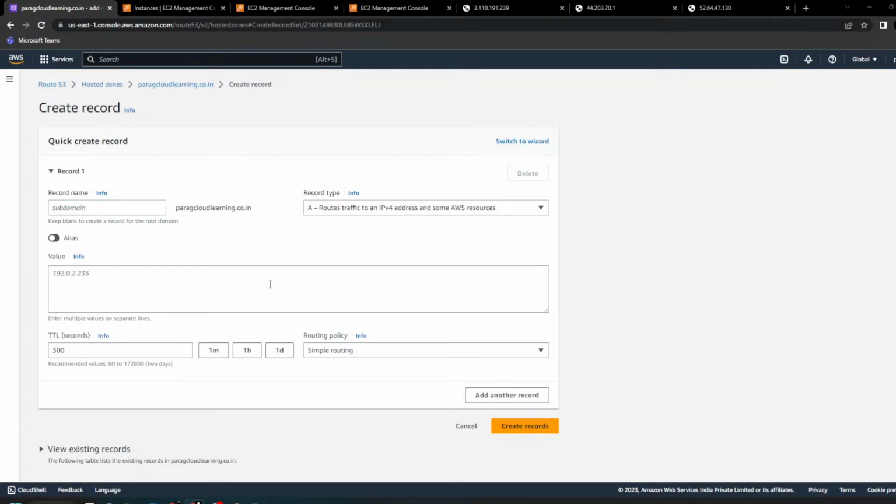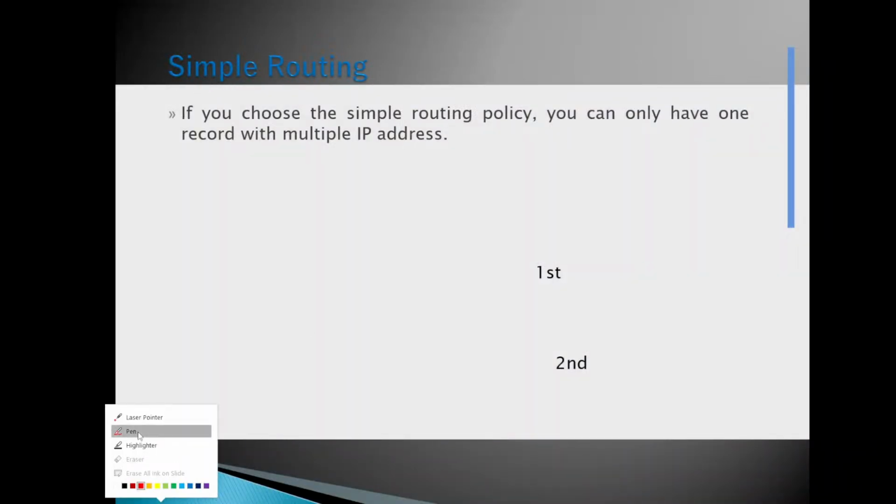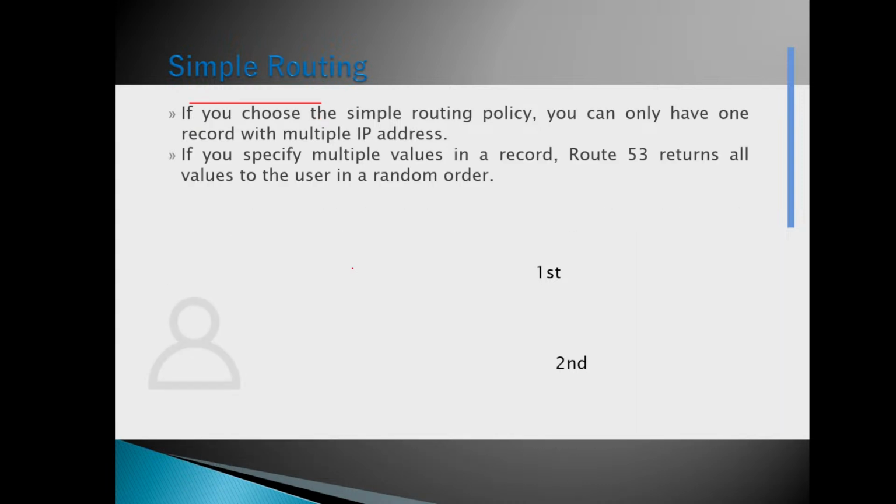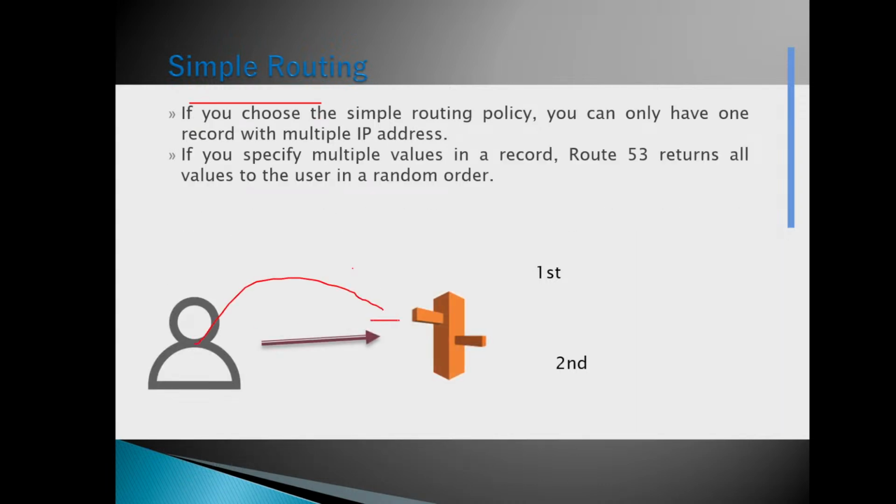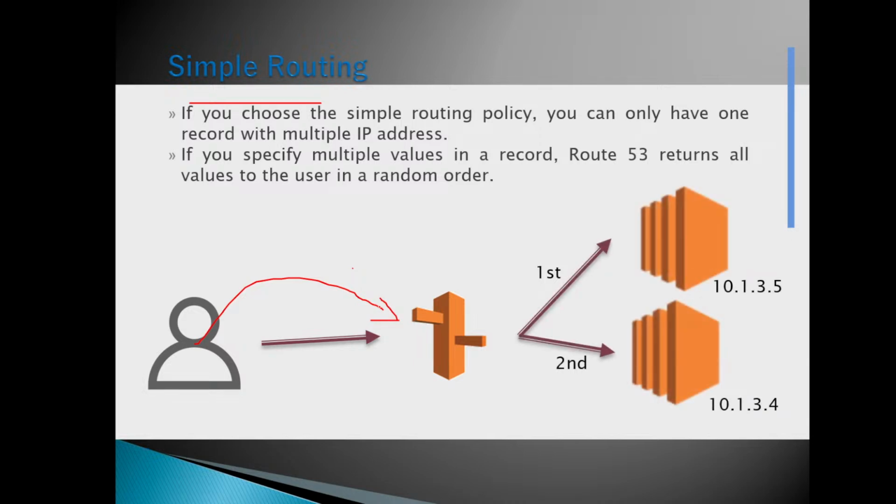Okay. Now which routing policy are we learning right now? Simple routing. Simple routing is basically whenever your request lands on Route 53, it will send the request to two or more IP addresses. If you choose a simple routing policy, you will only have one record with multiple IP addresses. If you specify multiple values in the record, it will return all the values to the user in random order. So if the user is hitting your domain, it can go to this EC2 machine or this EC2 machine randomly. This is simple routing.